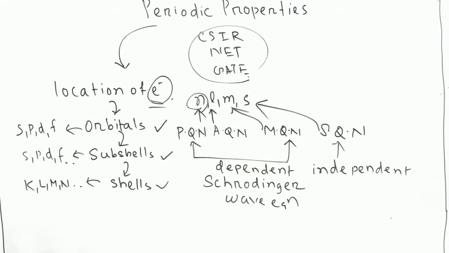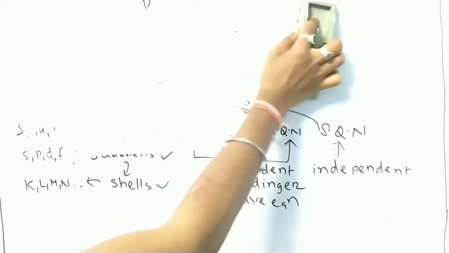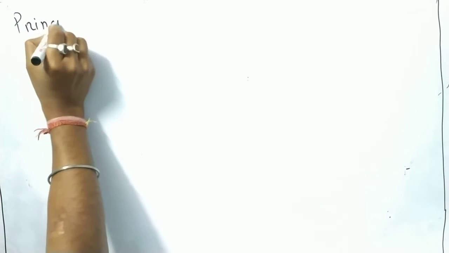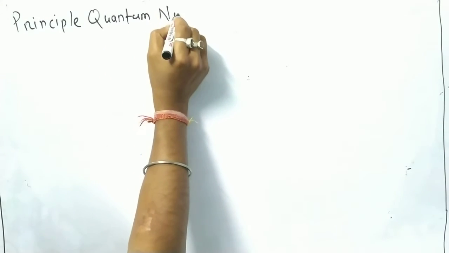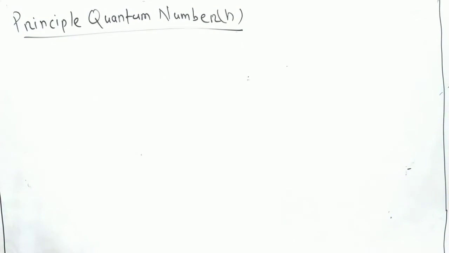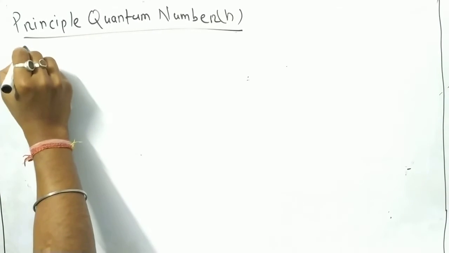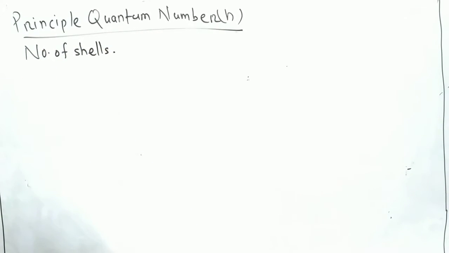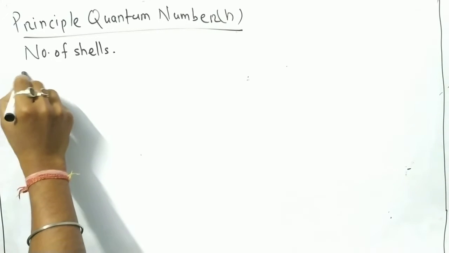Before that, we will explain the first one, that is the principal quantum number. The principal quantum number is represented by the symbol small n. So what does it define? It defines the number of shells. Utilizing this value, you will know the Bohr radii.